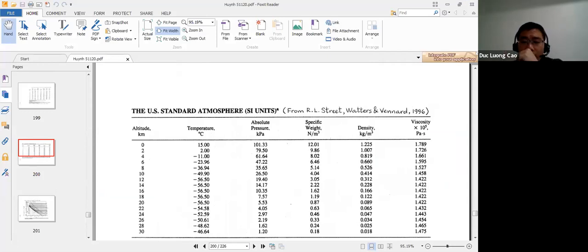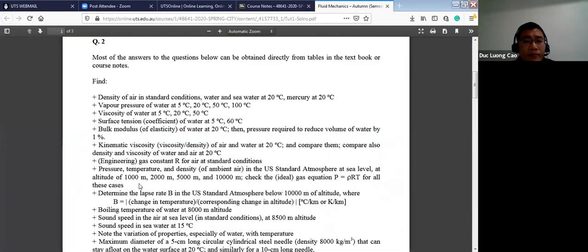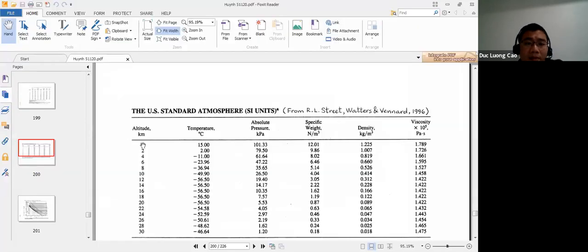The question asks you to find the pressure, temperature, and density in the US standard atmosphere at sea level, and altitudes 1,000, 2,000, 5,000, and 10,000 meter. Okay, so here's the table. Altitude 0 is mean sea level. You have temperature, pressure, and density.